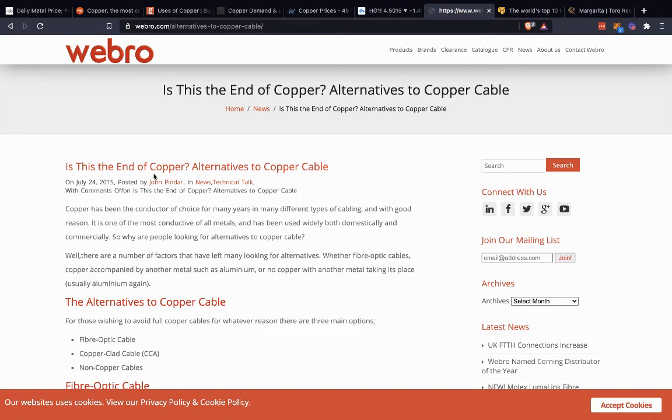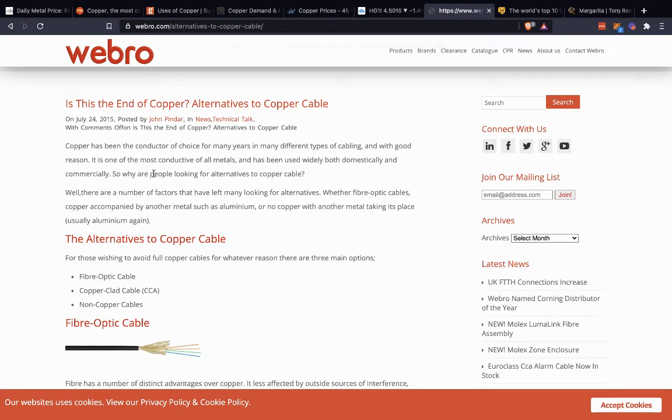So this is the article on the alternatives to copper. So is this the end of copper? The alternatives to copper cable. Copper has been the conductor of choice for many years in many different types of cabling, and with good reason. It is one of the most conductive of all metals and has been used widely both domestically and commercially. So why are people looking for alternatives to copper cable? Well, there are a number of factors that have left many looking for alternatives, whether fiber optic cables, copper accompanied by another metal such as aluminum, or no copper with another metal taking its place.